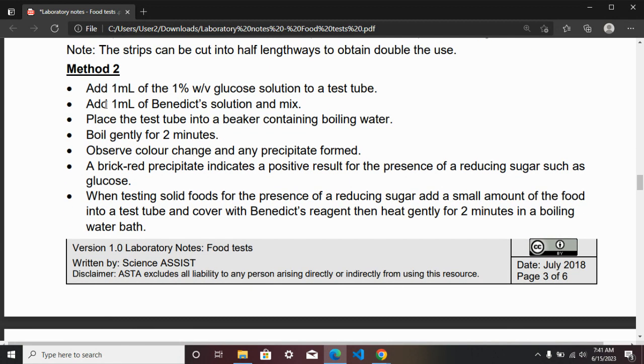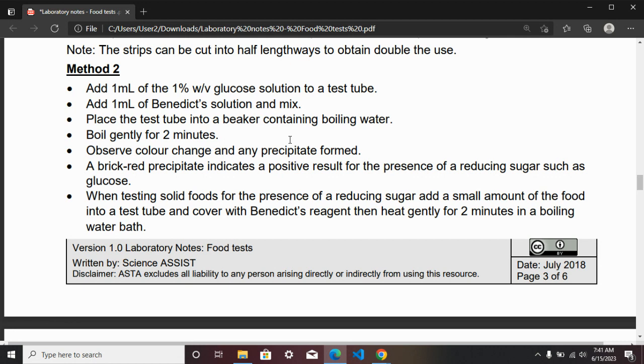In method two, we will add 1 milliliter of the 1% concentration glucose solution to a test tube. Then we will add 1 milliliter of Benedict solution and mix. We take a test tube, put the Benedict solution inside, and mix it up so that everything is mixed and the mixture is homogeneous, of course. Then place the test tube in a beaker containing boiling water. We will have boiling water.